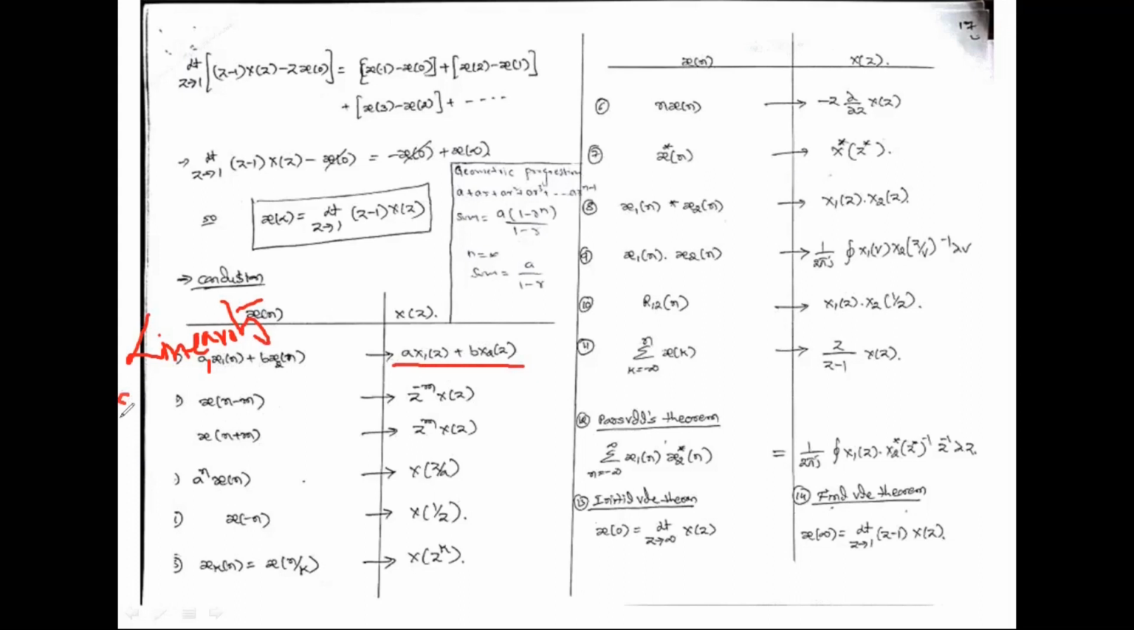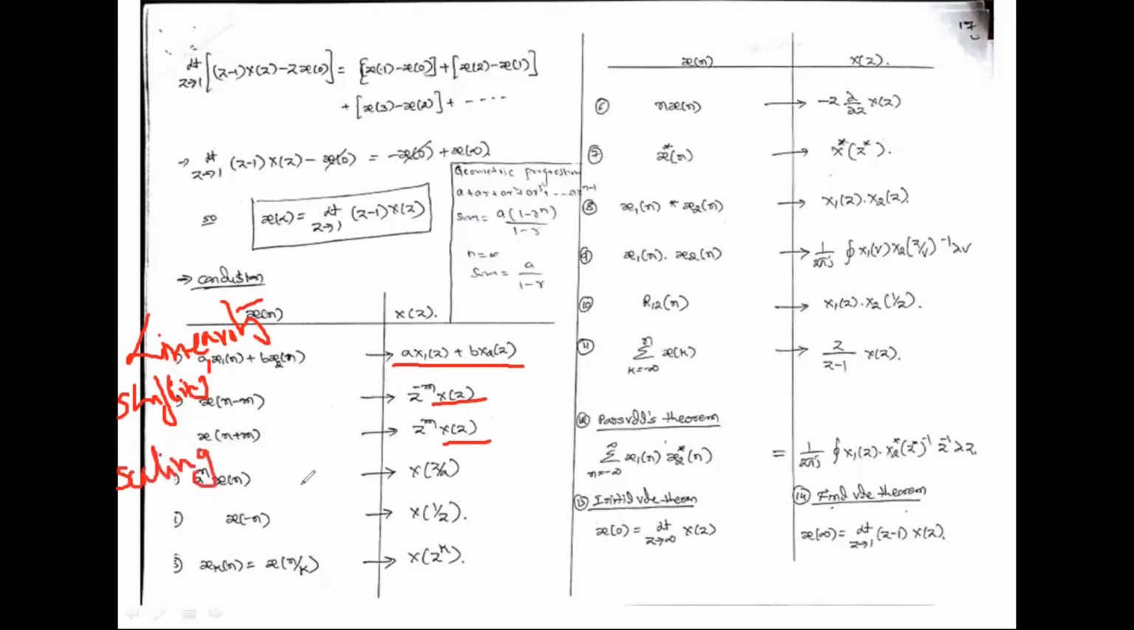And the second property is the shifting property. Shifting property. In that shifting, for m positive values, negative powers of z are multiplied with the unshifted z transformation. And if you take the second case, for negative values of m, positive powers of z we will get, and it is multiplied with x of z. Okay. Next one is the scaling property.